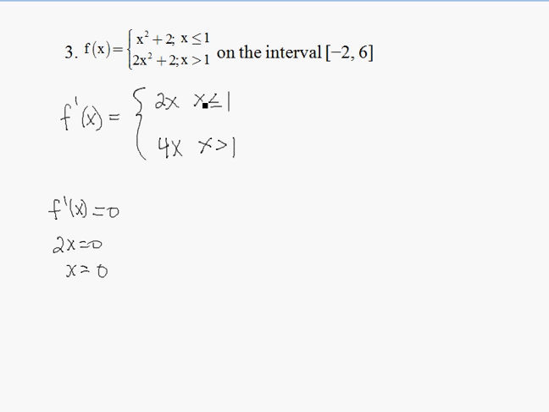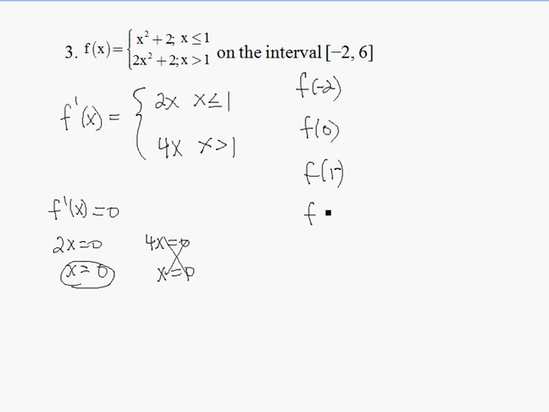So that's in this interval between negative 2 and 1. So therefore, that is a point in which the derivative is equal to 0. Setting the other function equal to 0, 4x equals 0, the other derivative, we get x equals 0. However, that's not in this interval, so that one is not helpful. So we want to check at negative 2, and then we want to check at 0, and then we want to check at 1 when the piecewise function goes from one piece to the other.